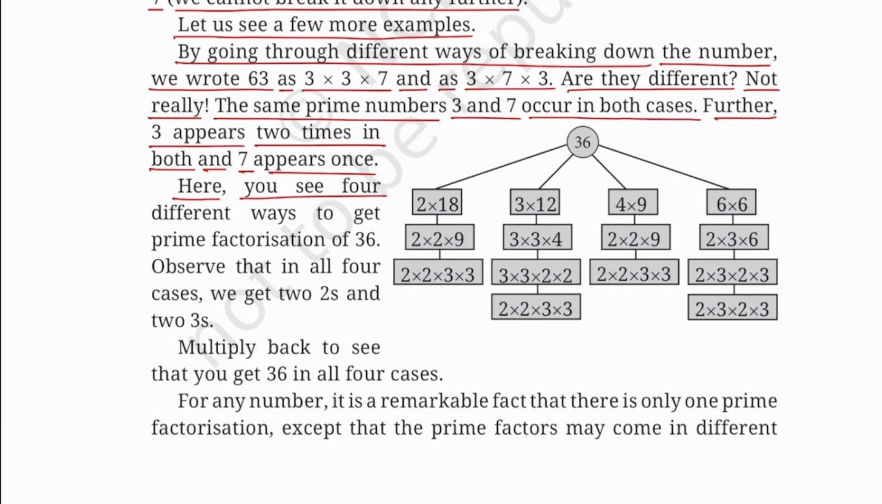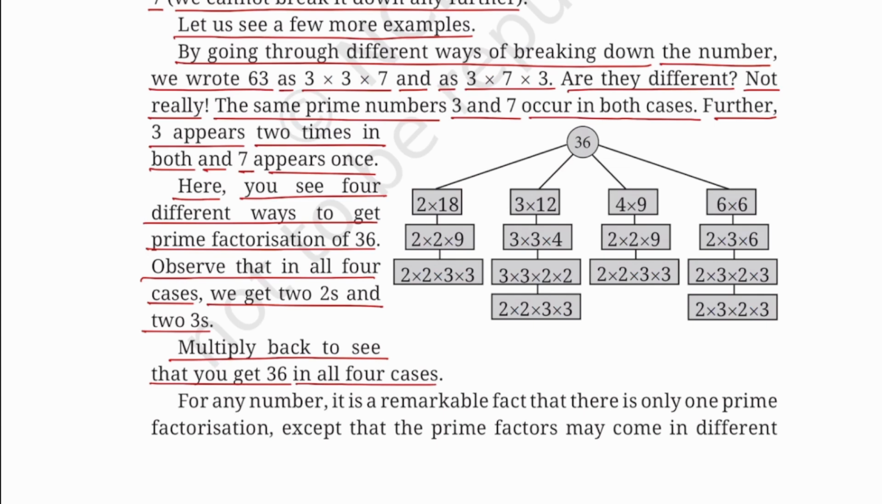Here you see 4 different ways to get prime factorization of 36. Observe that in all 4 cases we get 2 2's and 2 3's. Multiply back to see that you get 36 in all 4 cases. You can see 4 ways of breaking down 36 is given here: 18 into 2, 12 into 3, 9 into 4, 6 into 6.